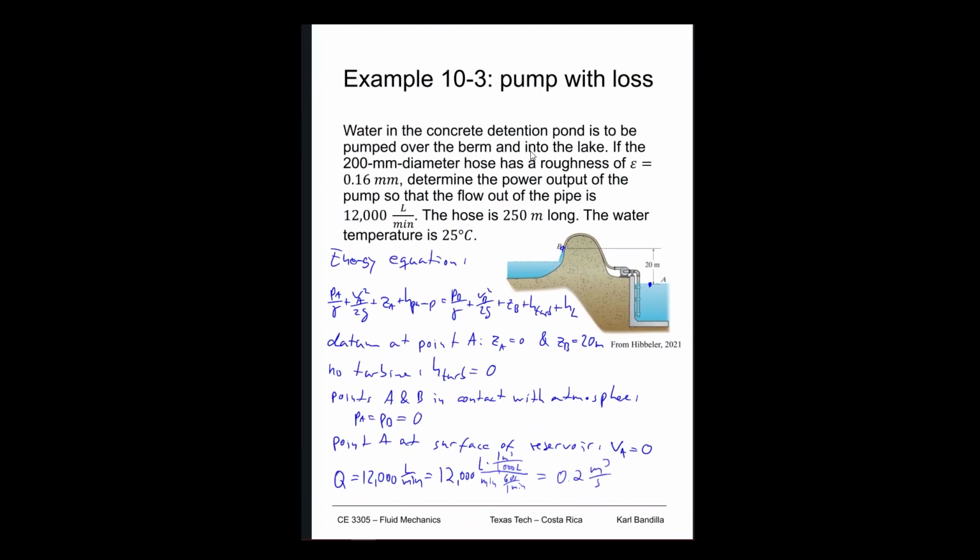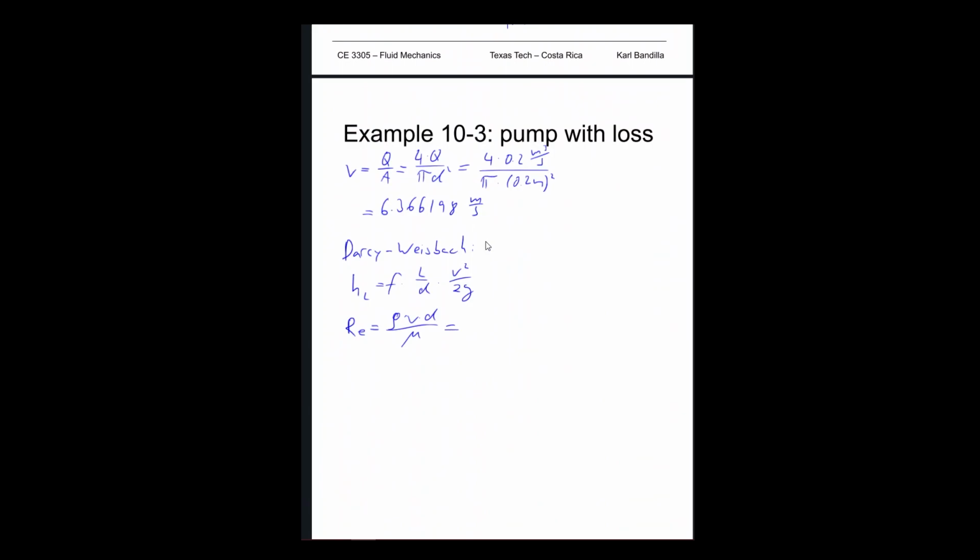Now, are we given the densities? No, but we're given the temperature. 25 degrees C. That's pretty warm water to be sitting in a detention pond. Fish in the river or in the lake are not going to be happy to have that water pumped in. But nonetheless, we can take the 25 degrees C and we can look up what the density is. In this case, it is 997 kilograms per cubic meter times the velocity that we just calculated, 6.366198 meters per second, and 200 millimeter diameter.